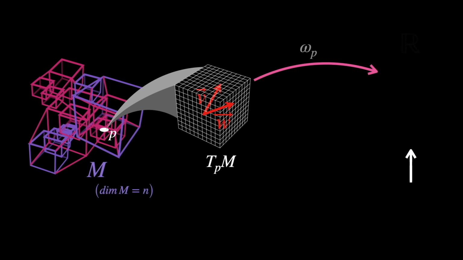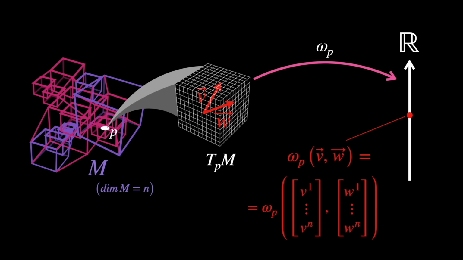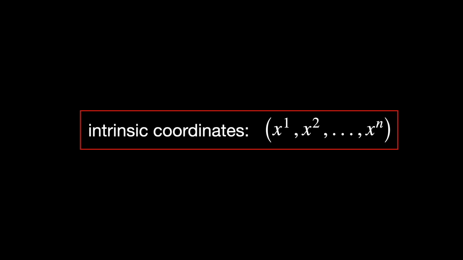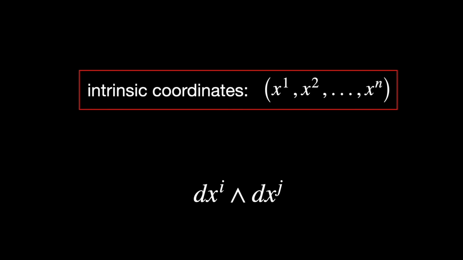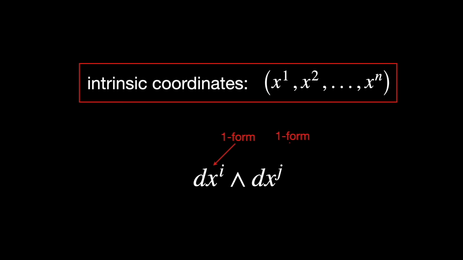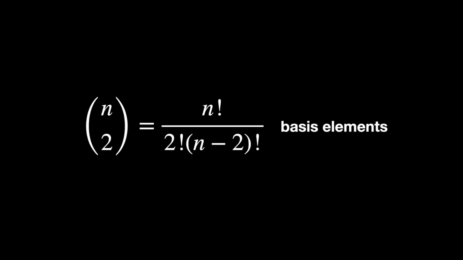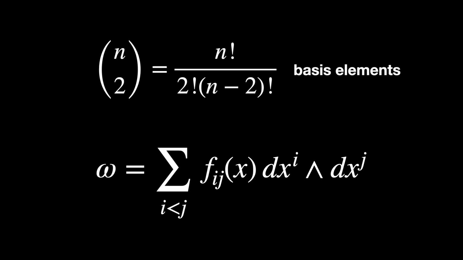Now we generalize two-forms to n dimensions. This is an antisymmetric bilinear map that takes two tangent vectors at a point P and returns a number. In local coordinates x1, x2, and so on up to xn, the basis for two-forms is built using wedge products of one-forms. We know that there are n factorial over 2 factorial times n minus 2 factorial such basis elements in total, and a general two-form looks like this.